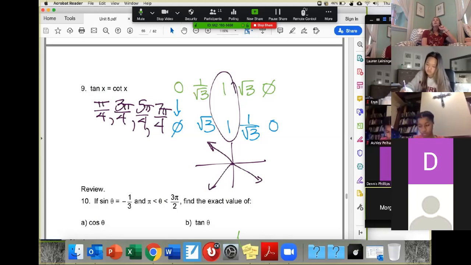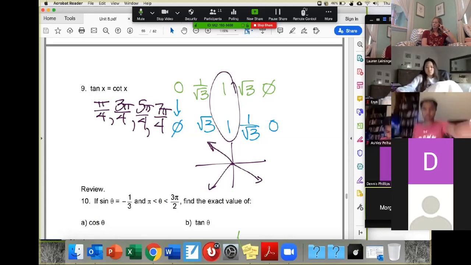You could have also made tangent sine over cosine and cosine over sine, cross multiplied, and switched one of the sine squareds or cosine squareds out. But that's kind of messier. So I stuck with just where are they equal to each other.